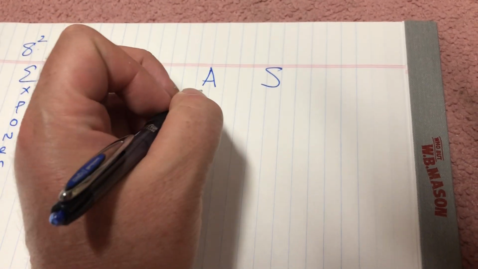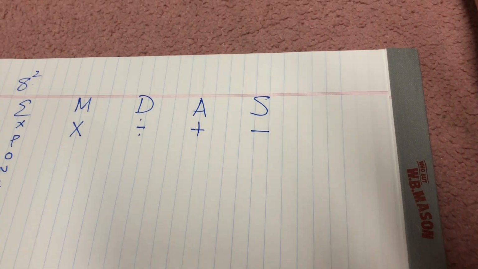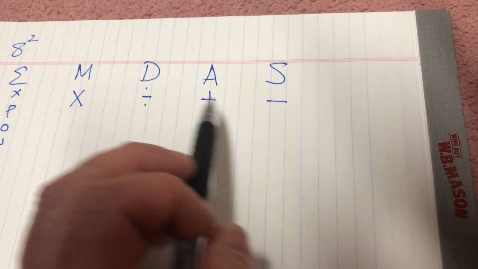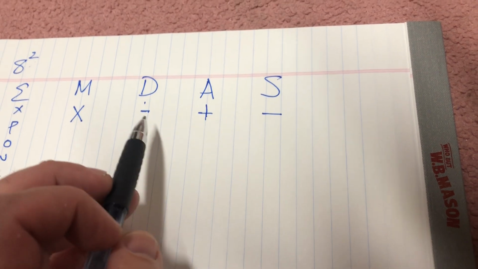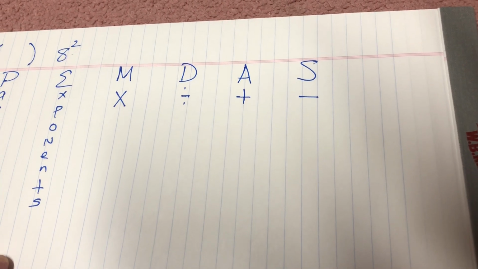The A, as you should remember, is for addition. The S is for subtraction. But once again, it's not just adding and then subtracting. It's adding and subtracting left to right. So you want to remember that.